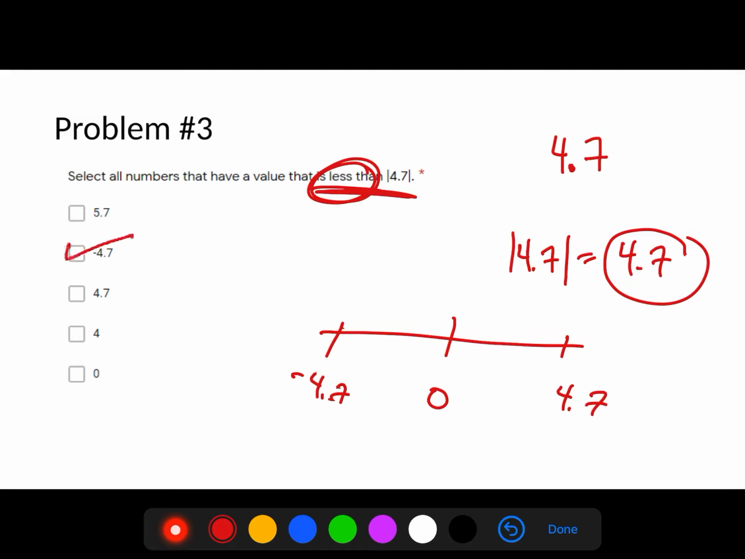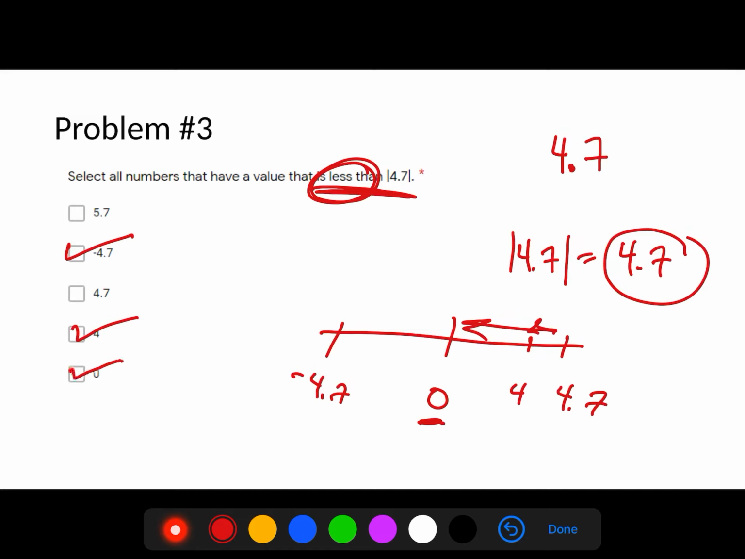So not that one. 4, yes, 4 is somewhere over here. 4 is to the left of 4.7. So this is less than, oh no, not this one, sorry. So this is less than the absolute value of 4.7. And then 0, yeah, 0 is over here, and 0 is to the left of 4.7. So this is smaller than the absolute value of 4.7.